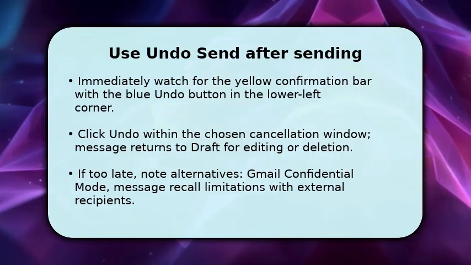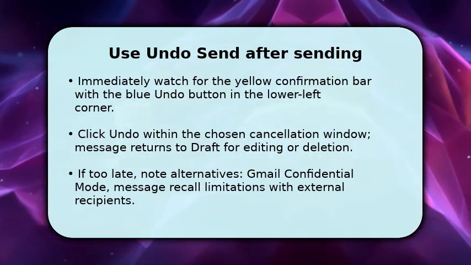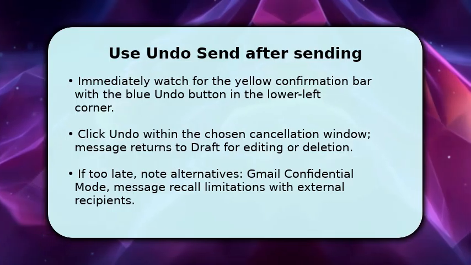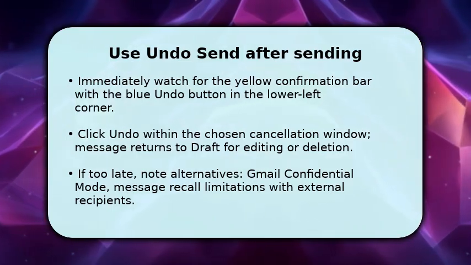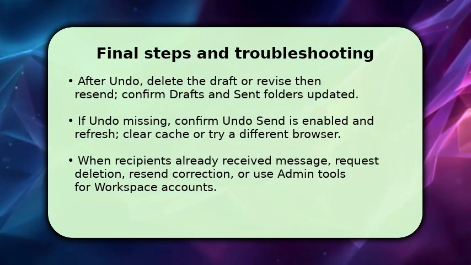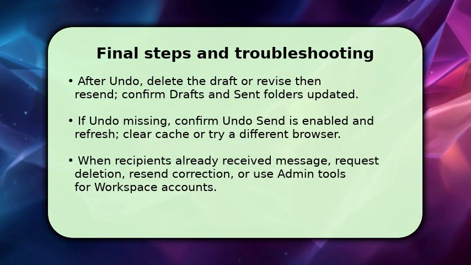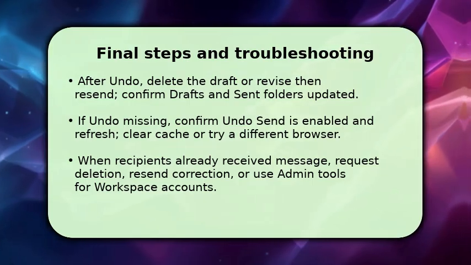If you miss the window, understand why. Gmail cannot retract messages already delivered to external servers, so consider confidential mode or contacting recipients directly as alternate mitigation. Once the message returns to draft, delete it or change and resend. Verify that sent no longer contains the unwanted content.